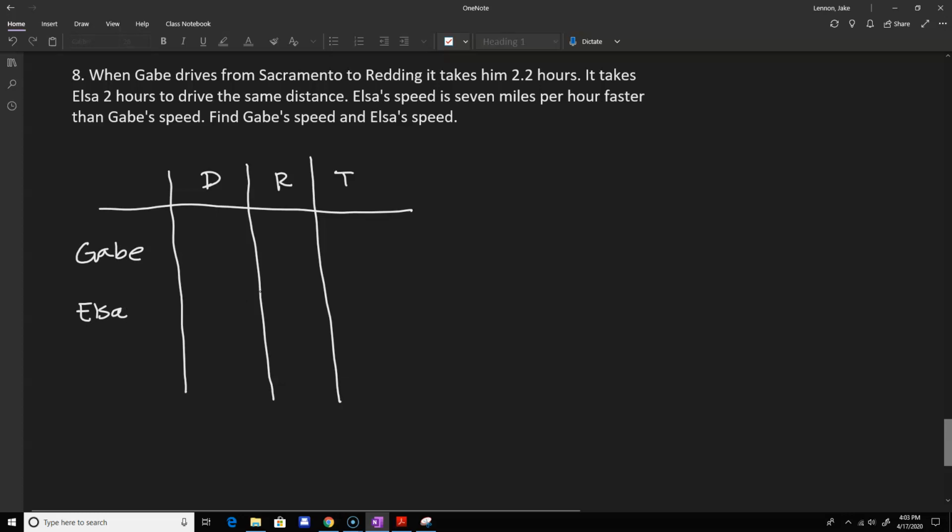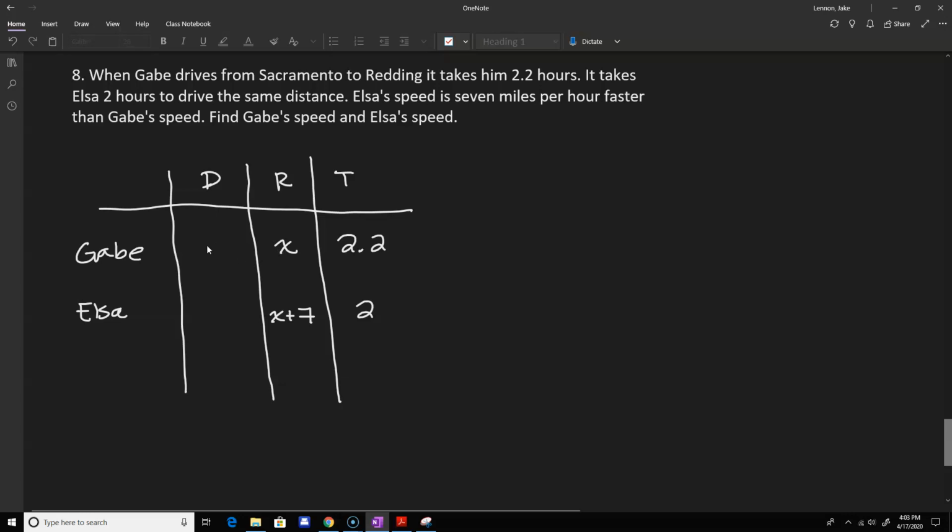So let's see what's going on. We're given two times. We're given Gabe's trip takes 2.2 hours, whereas Elsa's trip takes exactly 2 hours. And we're also given a relationship based on the speeds. So if Elsa's speed is 7 miles an hour faster than Gabe's speed, let's call Gabe's speed x, so Elsa's speed would be x plus 7.